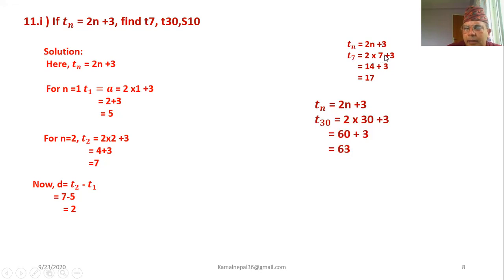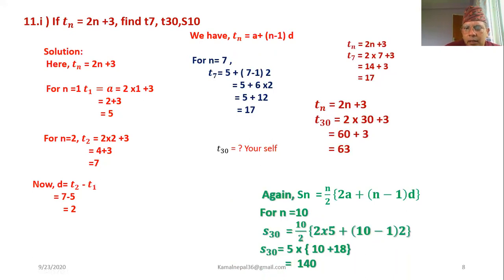2 into 7 plus 3 is 14 plus 3, which is 17. Similarly, to find T30, in the place of n write down 30. 2 into 30 is 60, plus 3 is 63. Now the last one is S10. For this one, S10 is n by 2, 2a plus n minus 1 d.